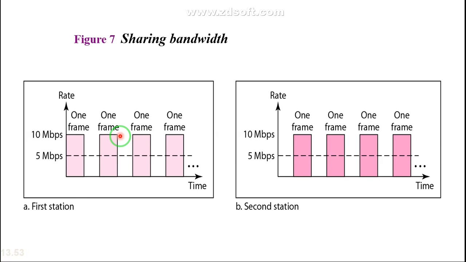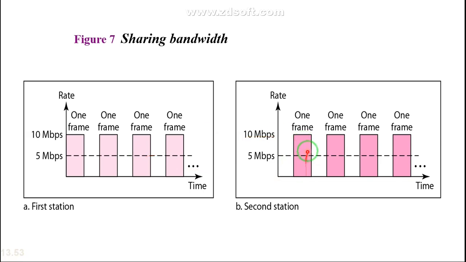If only one station has frames to send, it is going to get the benefit of the total capacity of 10 Mbps. But if more than one station is there, here is a first station and here is a second station, the capacity of 10 Mbps is shared. When the first station is sending the frame, the second station refrains from sending. It is not going to send the frame.